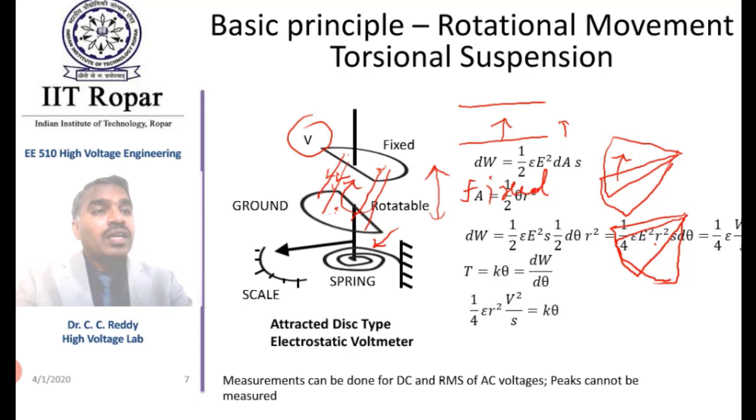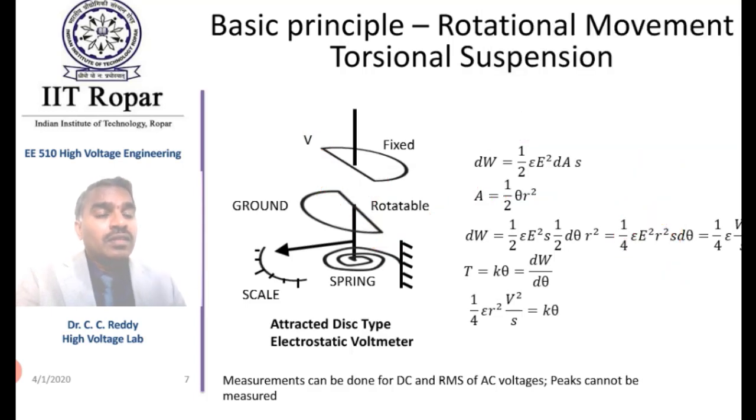First let me erase these things. You can see clearly. Again same equation, dW equals half epsilon E square dA. Here one assumption is made, that the electric field is uniform and E has been taken. But in fact it is not so, because some fringing will be there. So assume that some average effect you are considering. So half epsilon E square into volume, dA into S, right? Here S is constant, as I said, the distance between the electrodes.